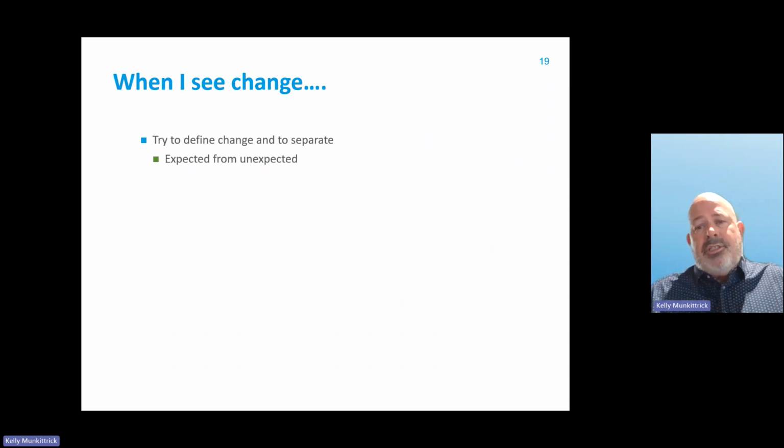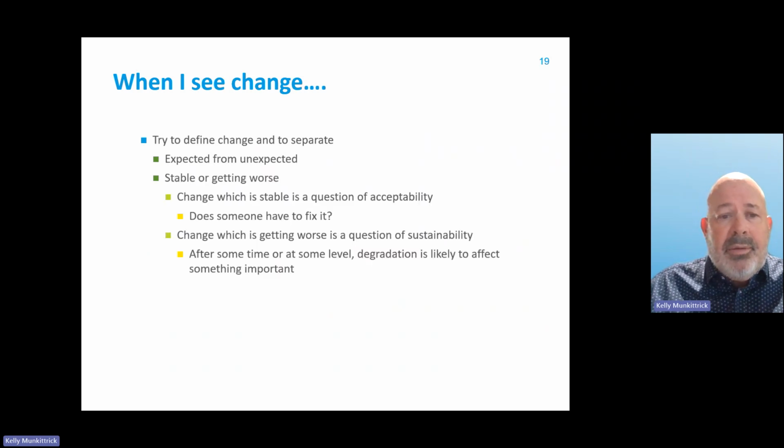So when I see change, I try to define that change and to separate expected from unexpected. If I put in a sewage treatment plant, I may have an expectation that nutrient levels are going to go up slightly in the river. I want to separate whether the change is stable or getting worse. Expected change that is stable is less of a concern than unexpected change that's getting worse. And change which is stable is a question of acceptability. Does someone have to fix it? Change which is getting worse is a question of sustainability. At some time or at some level, degradation is likely to affect something important.